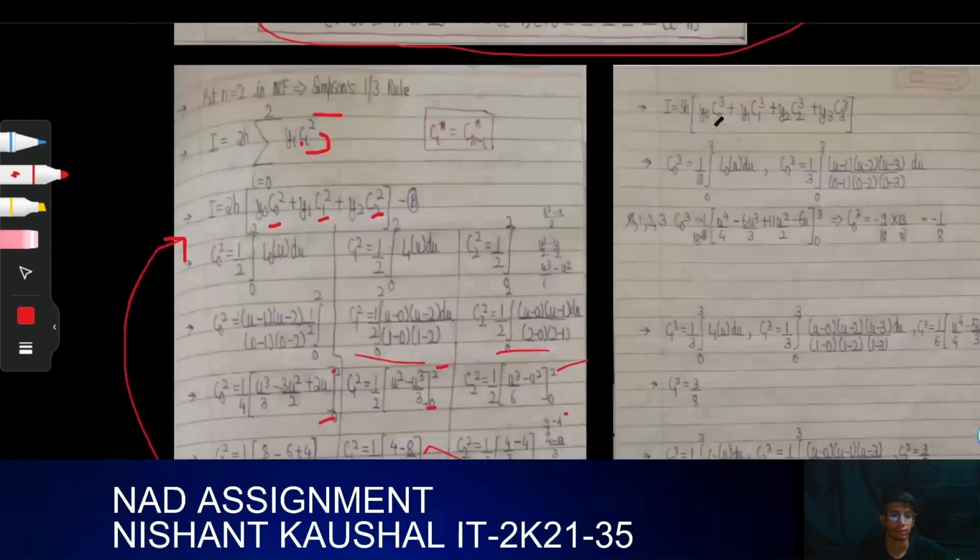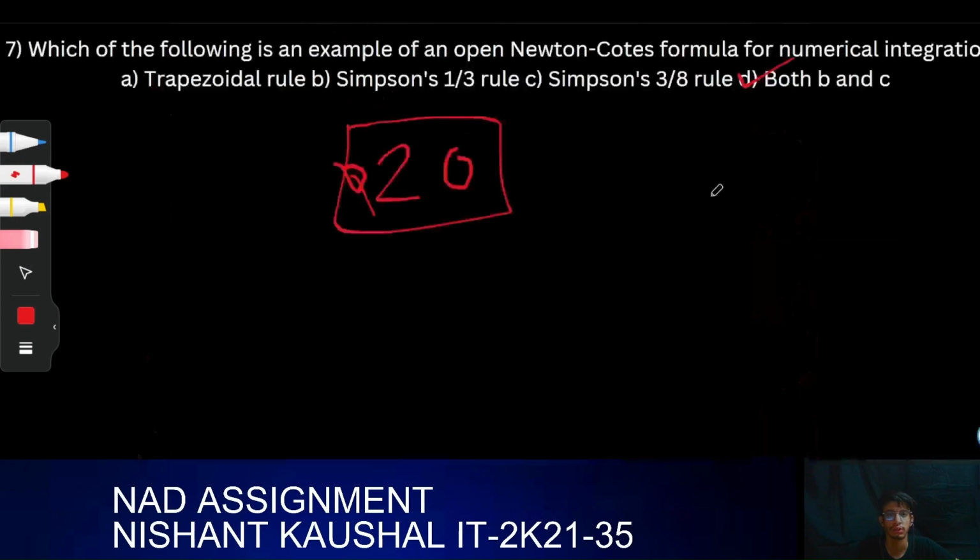Now we could apply the same method for Simpson three-eighth rule. Just put n equals 3 and solve, and we will get Simpson three-eighth. So yeah, it will be both B and C.